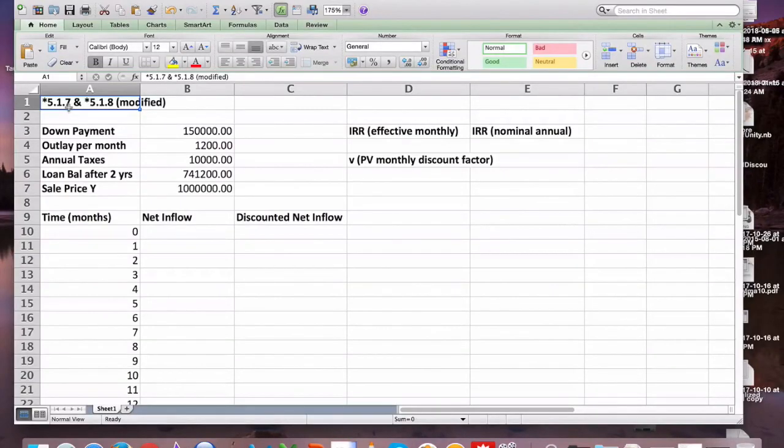All right, now we're on to the spreadsheet portion of this video. I'm using Excel. You can use other spreadsheets like Google Sheets, and it's pretty much the same. We're going to compute the IRR as an effective monthly rate. Also, this is the same as the yield rate. We'll also convert that to a nominal annual rate just by multiplying by 12. We will calculate the present value monthly discount factor to illustrate the idea of that function from the first part of the video.